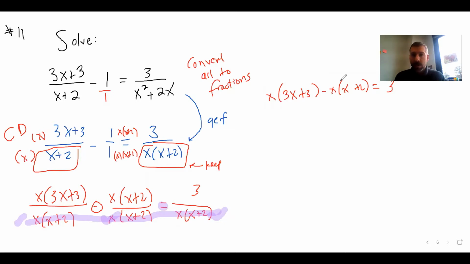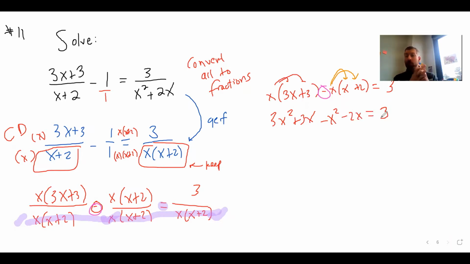Because what you're going to see here is in this scenario, we've got to make sure that we multiply both of these by a negative. And so although we've gotten rid of the bottom, let's distribute here and be careful to distribute that negative that came from where? That came from the minus sign in this problem. So we get 3x squared plus 3x minus x squared minus 2x equals 3.